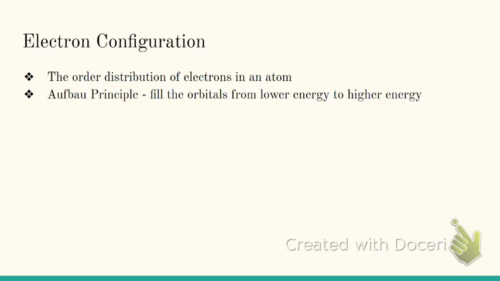One of the biggest things that we have to pay attention to is what we call Aufbau's principle. What that means is that we have to fill the orbitals from lower energy to higher energy. So whenever we have our atom, we're going to want to fill those lower energy levels first before moving on to our higher energy levels. We're going to build from bottom to top, from low to high.